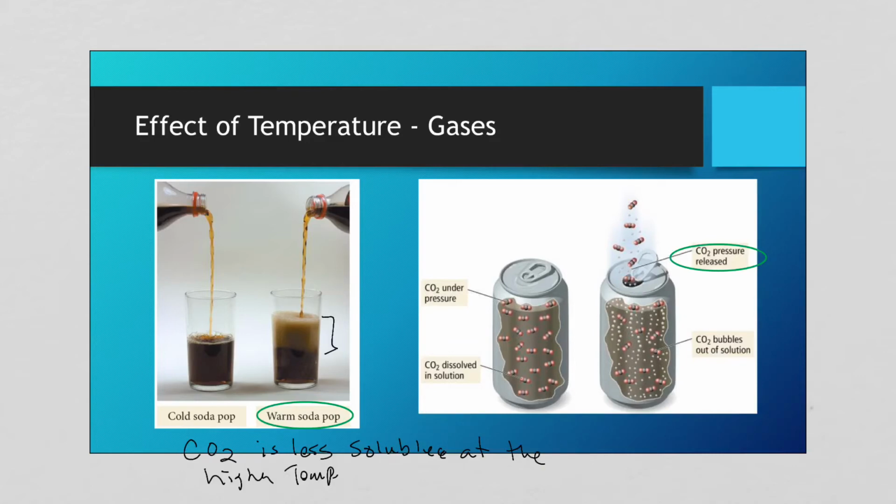So gases exhibit the opposite behavior of what we see in solids. While solids are more soluble at higher temperature, gases are less soluble at higher temperature. Now, what about pressure? Let's look at the second picture here.